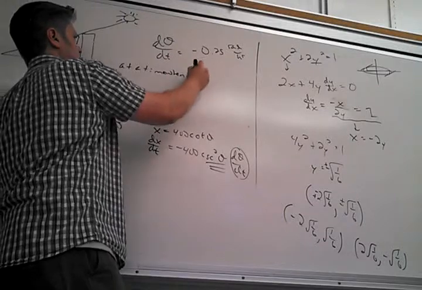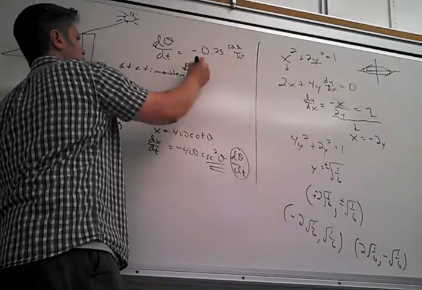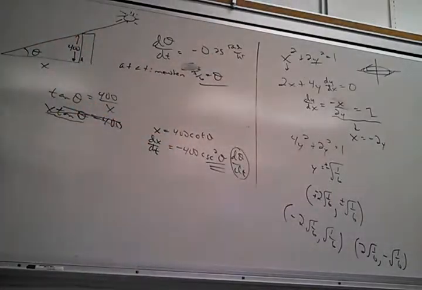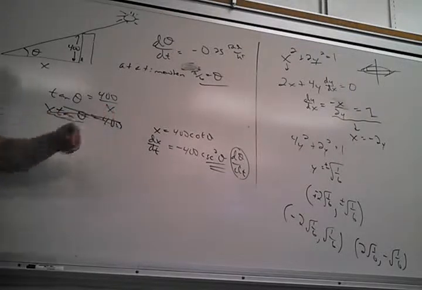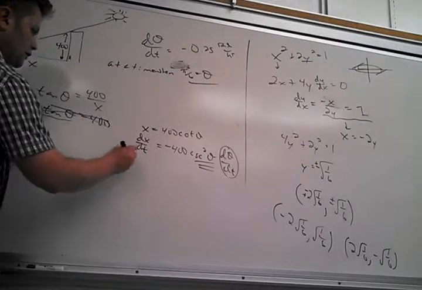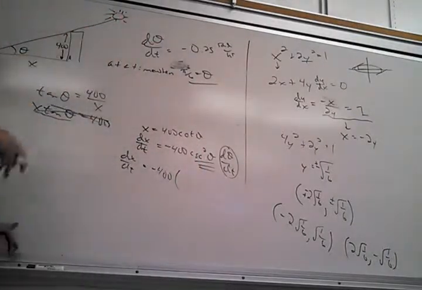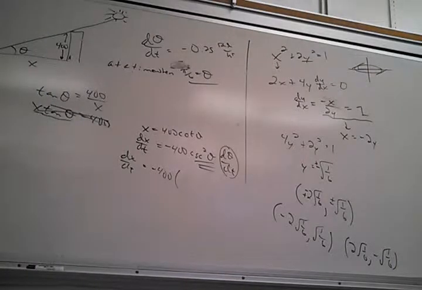And to tell you honestly, if you screw it up, you can just work with it the way it is. Negative 400. What's cosecant of pi over 6? 2, I think. Pi over 6 is closer to the x-axis, right? Sine doesn't like that, so it's going to be small. It's going to be 1/2. So cosecant is 2. 2 squared is 4. And then d theta dt is negative 0.25.